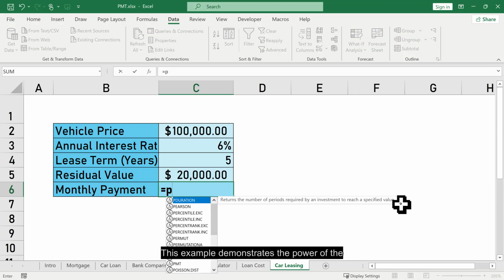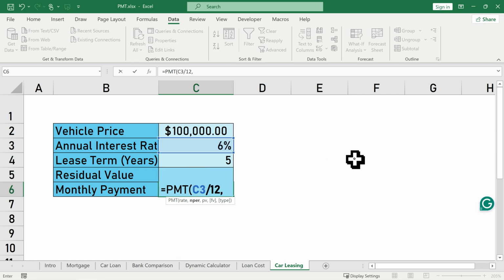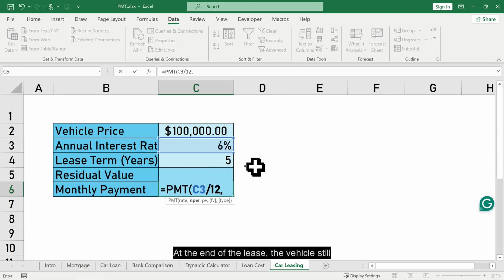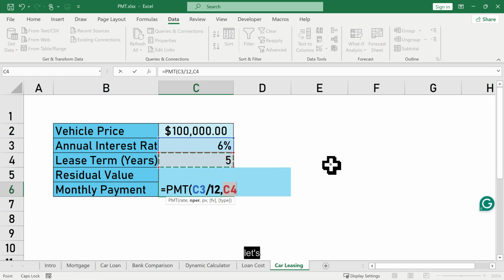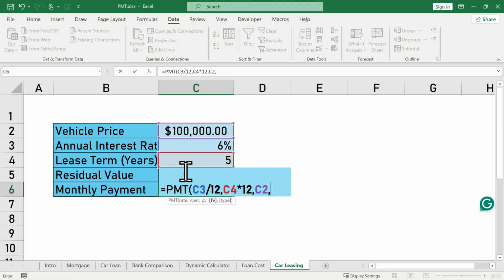This example demonstrates the power of the FV argument we mentioned earlier. With a lease, you don't pay off the entire value of the vehicle. At the end of the lease, the vehicle still has a residual value. Let's say $20,000, which you either pay to purchase the vehicle or simply return the car. The fourth argument is the future value, $20,000.